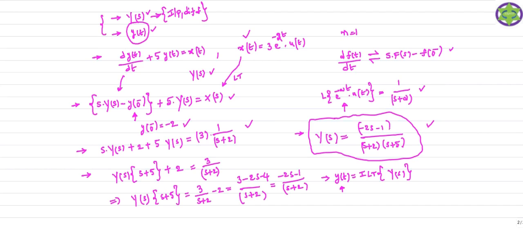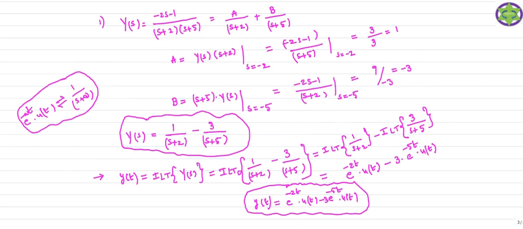After finding Y of s, you expand Y of s using the partial fraction expansion method. After expanding using the partial fractions, you have to find the inverse Laplace transform. So this is the procedure for expressing Y of s using the partial fractions. After expanding, we get this expression, and then you find the inverse Laplace transform of Y of s, which gives y of t, the required response of the system.